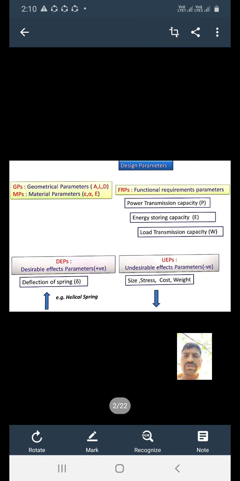Design parameters. First, see the classification of the design parameters: functional requirement parameters, then geometrical parameters, and third is material parameters. We'll see them one by one. What are the functional requirement parameters? The functional requirements are conditions which must be satisfied by the mechanical element.